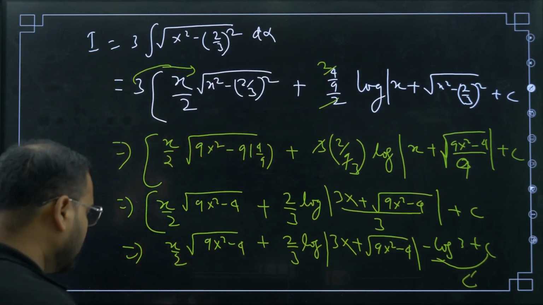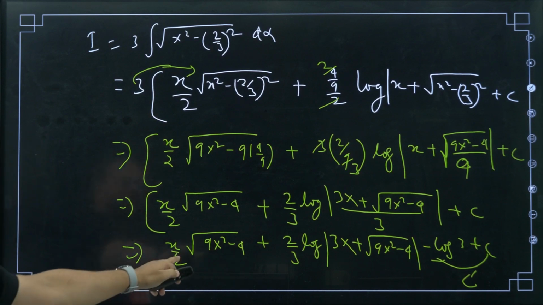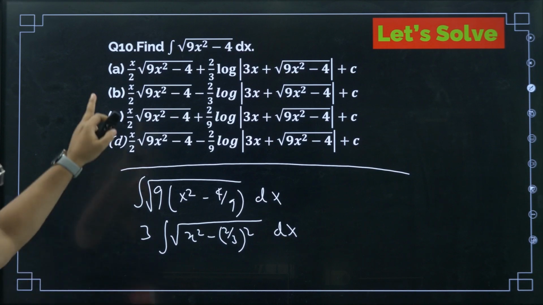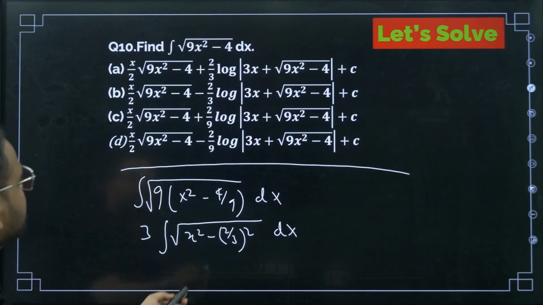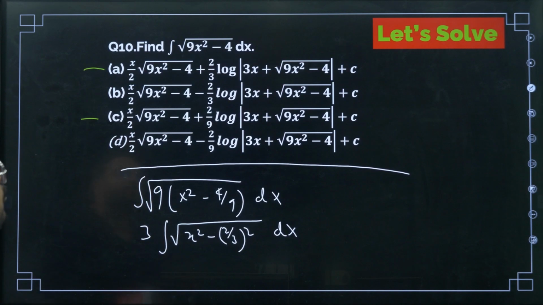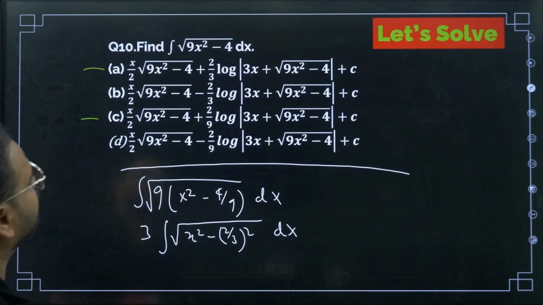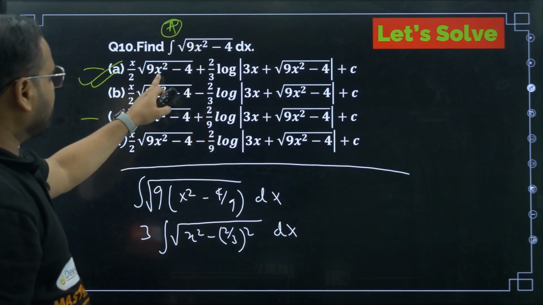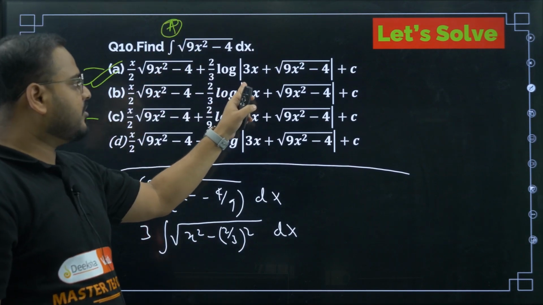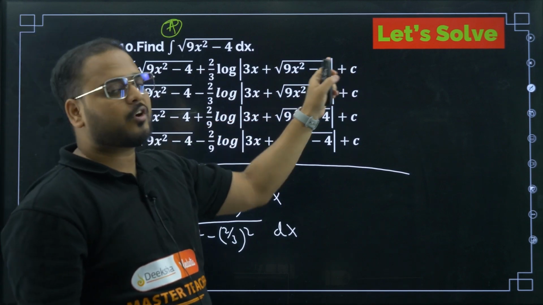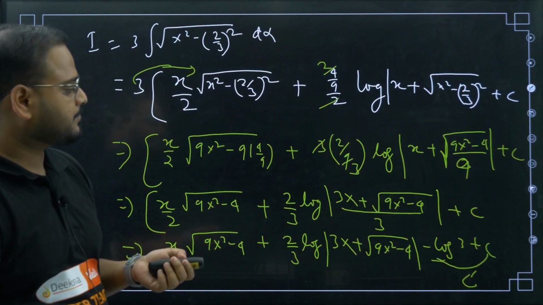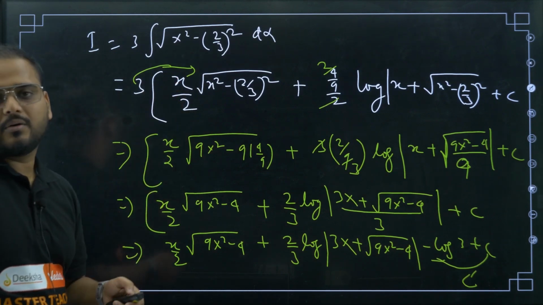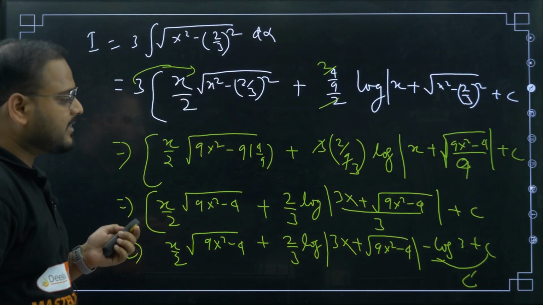So look at my answer, the final answer. It is going to be x by 2 root of 9x square minus 4, then 2 by 3 log of this thing. First all of this, right? Next is the plus sign, so the plus sign options are only A and C. 2 by 3 is there, please check 2 by 3. Option number A: x by 2 root of 9x square minus 4 plus 2 by 3 log of 3x plus root of 9x square minus 4. This c is having the combination of the log 3. Simple enough. We simply have to apply the formula for x square minus a square. So this was it. I hope this was visible.